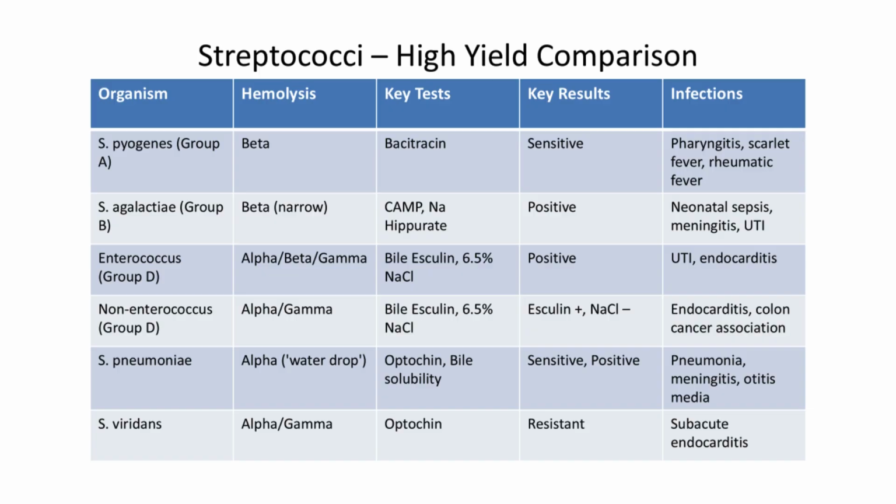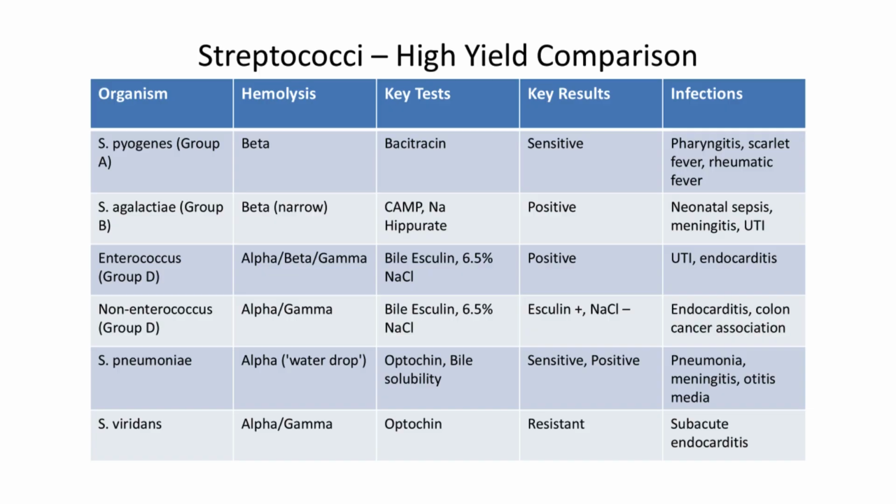Non-Enterococcus group D species, such as Streptococcus bovis, are alpha or gamma hemolytic. They are positive for bile esculin but do not grow in 6.5% sodium chloride. They are resistant to bacitracin and optochin and negative for bile solubility. They can cause endocarditis, and Streptococcus bovis is strongly associated with colorectal cancer.